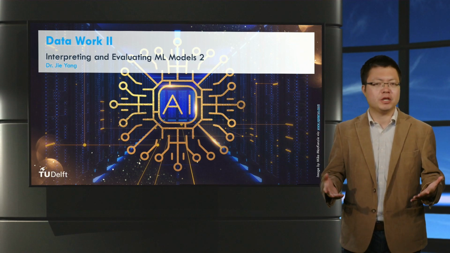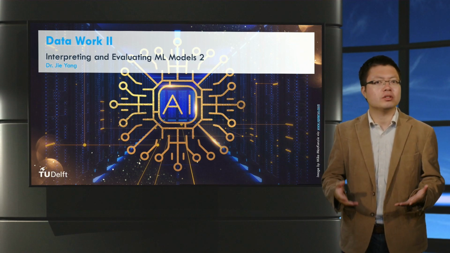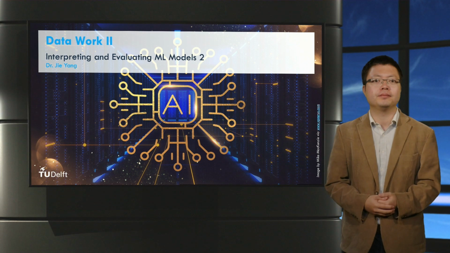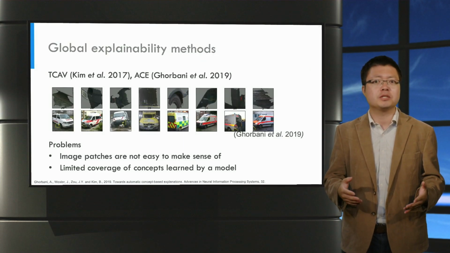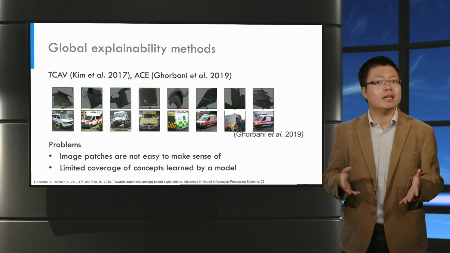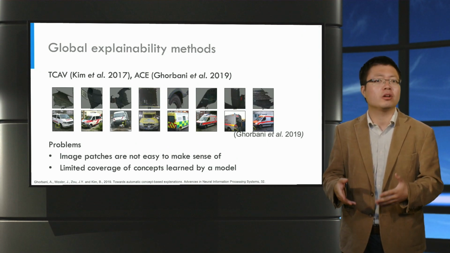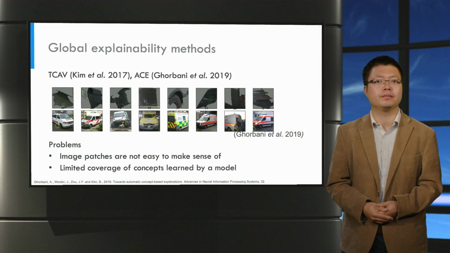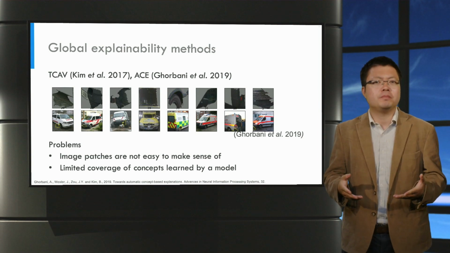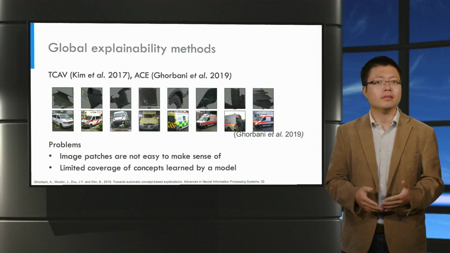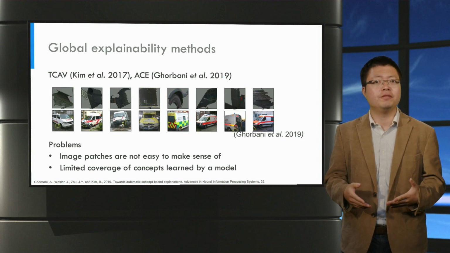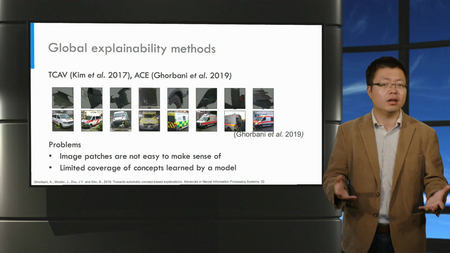The area of machine learning explanation has gained a lot of attention since LIME. Also popular methods proposed later are TCAV for explaining individual predictions and ACE for explaining global model behavior. They all highlight image patches that are relevant for model decisions. As you may have seen, it often can be hard for humans to know exactly what those patches are.